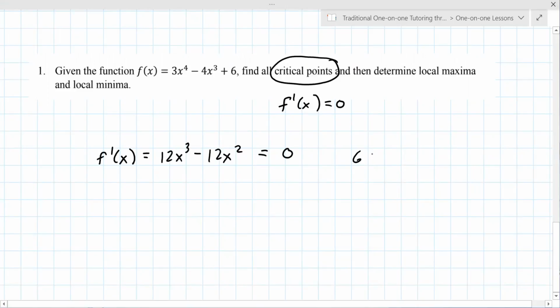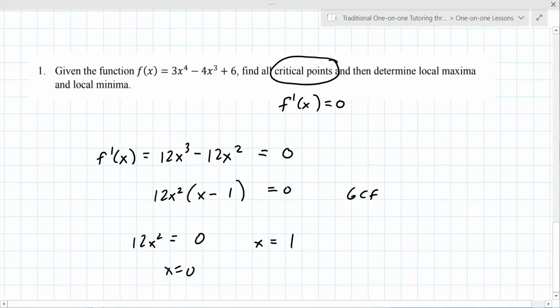And here you need to do a GCF factoring. So you say, oh, there's a 12x squared in both. And then you set each term equal to 0. So you set 12x squared equal to 0, and x minus 1 equal to 0. So x equals 0 and x equals 1. And these are your critical points.